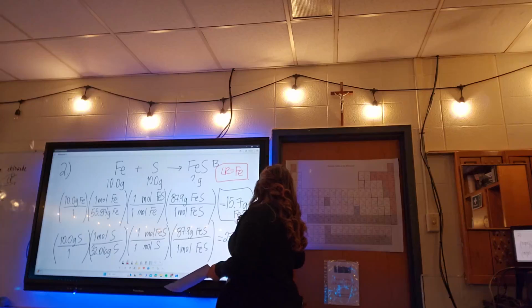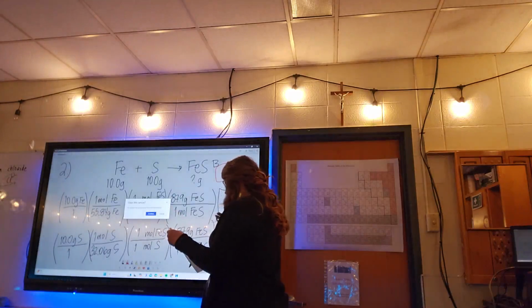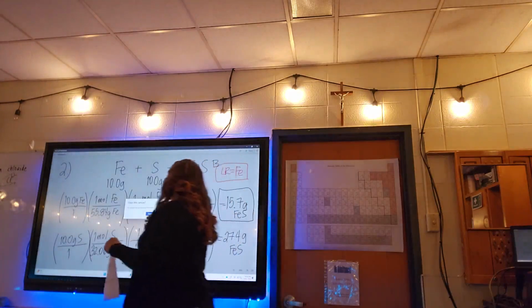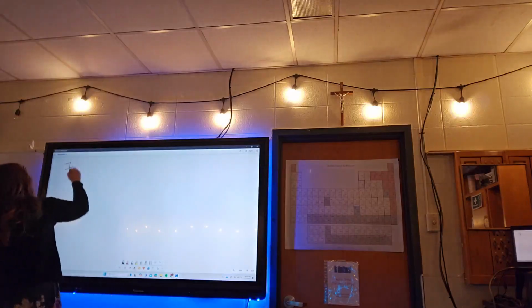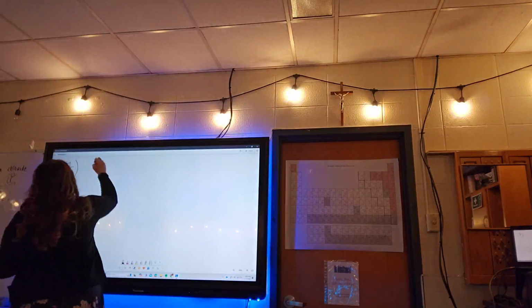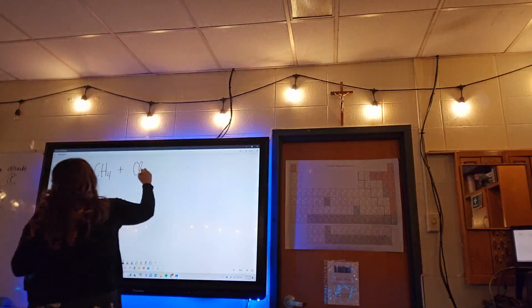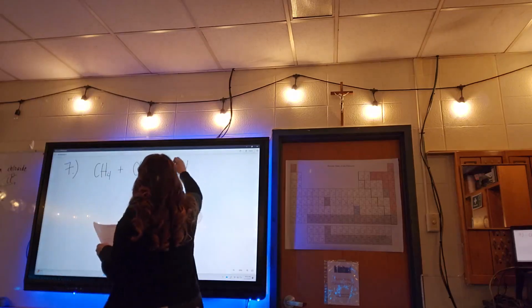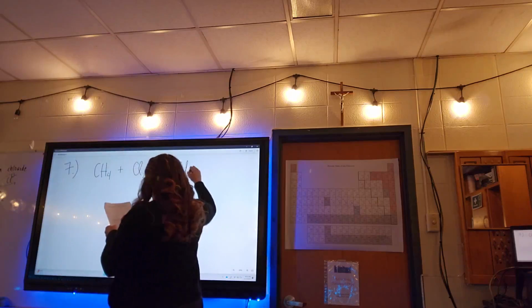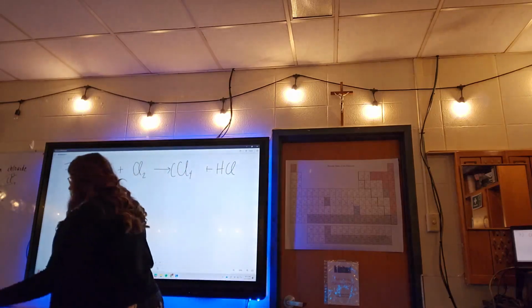Which one would you like me to do? 7. Okay, 7 is on page 3. The first thing you must do is balance. All right, so balance that.